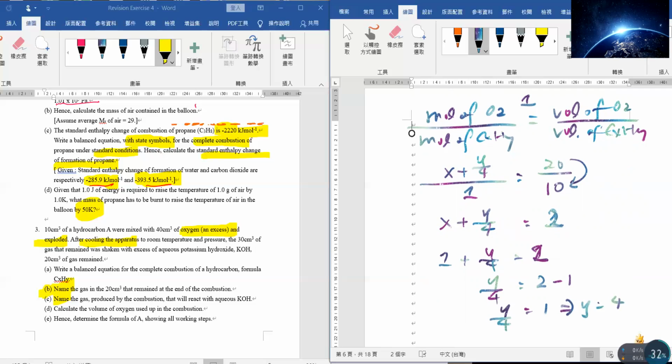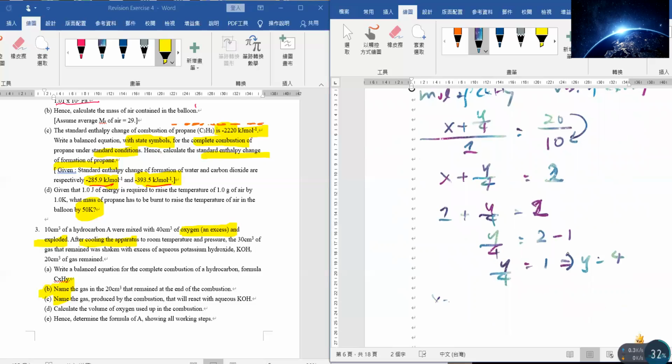So basically, the method for us to tackle this question is, you have to know the flow, and then second, you have to consider the mole ratio together with the volume ratio of each step of each gas. Then you can solve x and y. So right now, at the end, x is equal to 1, y is equal to 4. So A will be CH4.